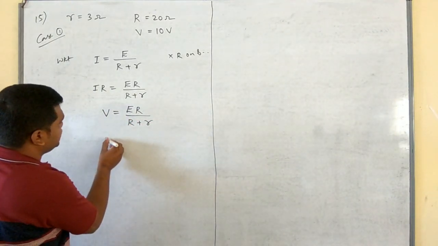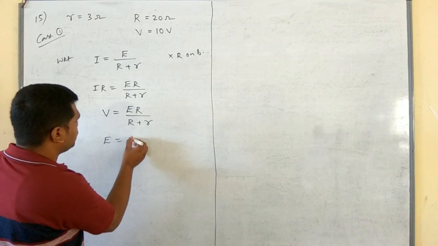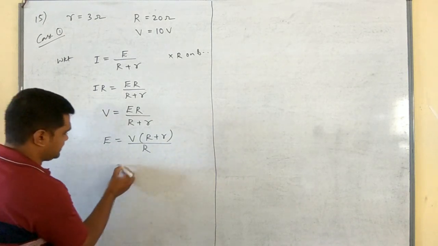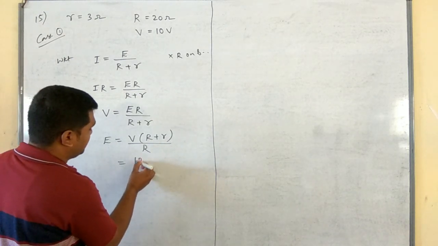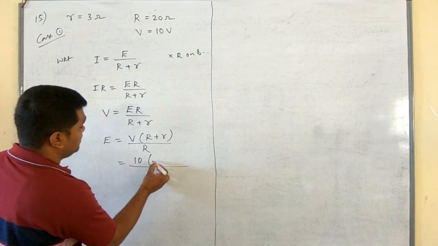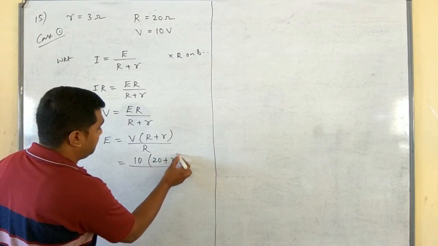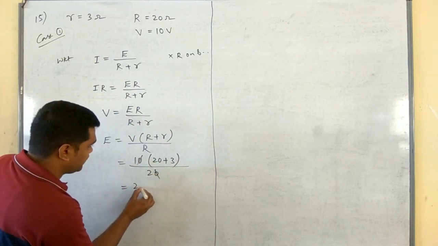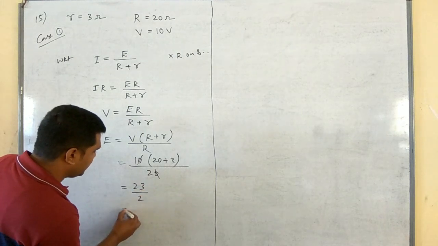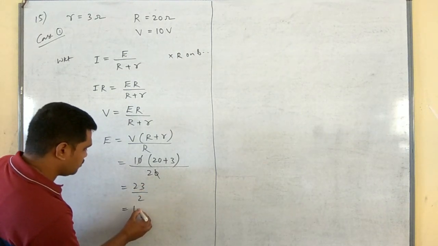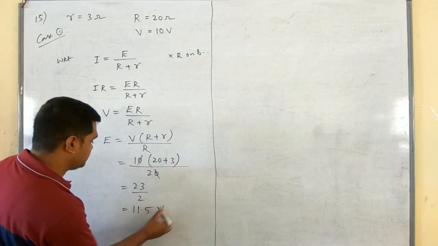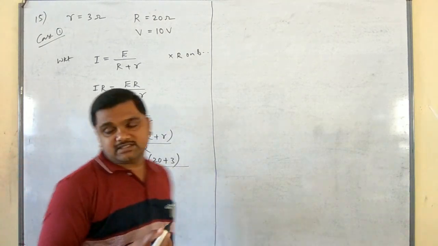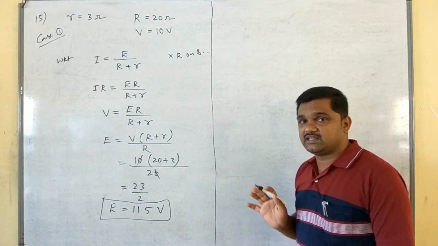Next, E is the unknown. E is equal to V into R plus r divided by R. V is how much? 10. R plus r, that is 20 plus 3, divided by again 20. Zero cancels with zero, so this is 23 divided by 2, which is 11.5 volt. So this is the EMF of that particular cell.